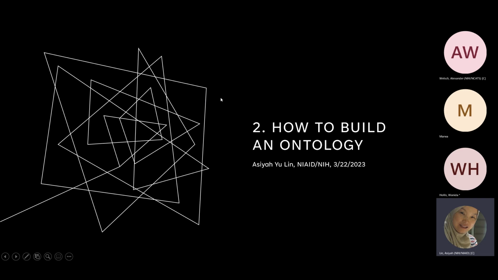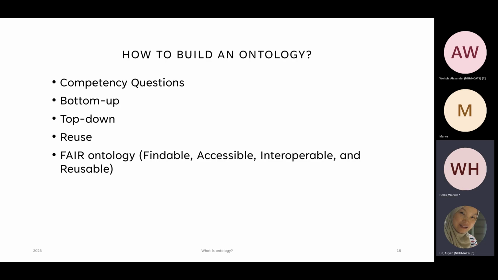Now let's go to the next topic: how to build an ontology. Building an ontology has multiple ways. First, you could use competency questions. You could build bottom-up, top-down, or reuse, and we need to make sure the ontology is built FAIR. FAIR means findable, accessible, interoperable, and reusable. I will talk more in future classes about bottom-up, top-down, reuse, FAIR, and competency questions.